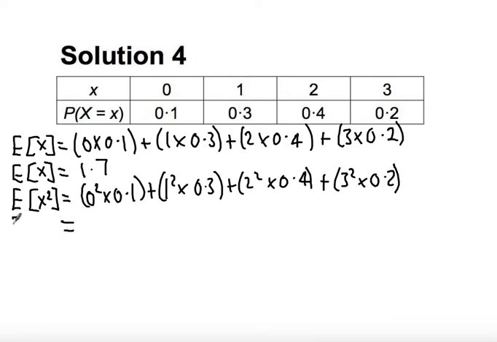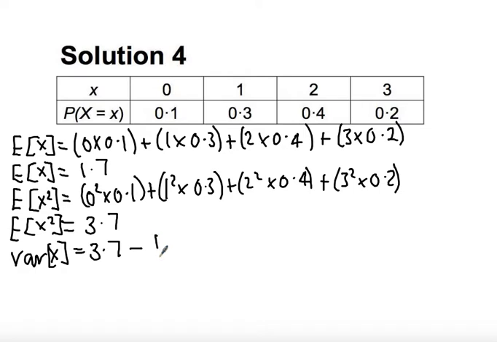And so again, at this point, I've shown my substitution. Let's just put this into a calculator and evaluate it in one go. You get an answer of 3.7. So now at this point, I can calculate the variance of x. The variance of x is given as the expectation of x squared, which is 3.7, take away the expectation of x, so here's my expectation of x squared. So 3.7 minus 1.7 squared. When we carry out this calculation, we get an answer of 0.81.